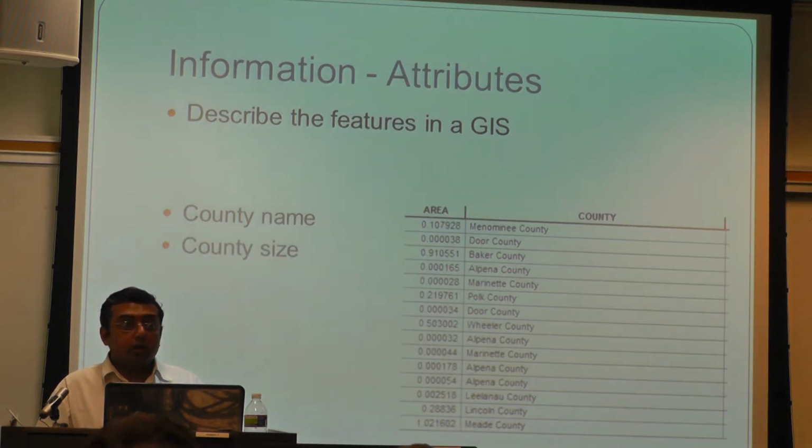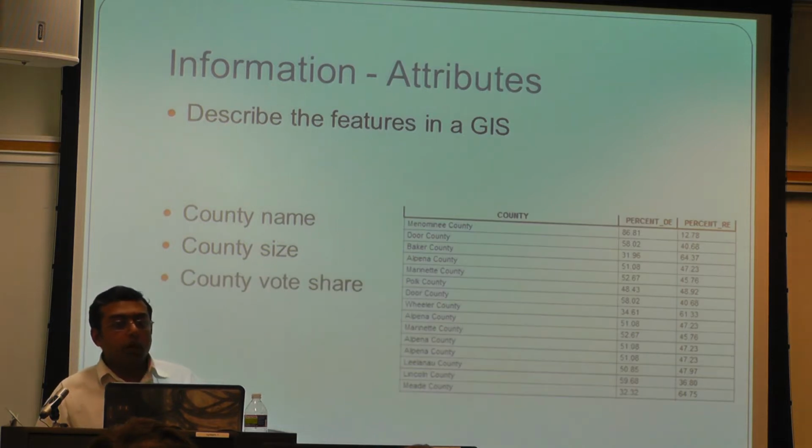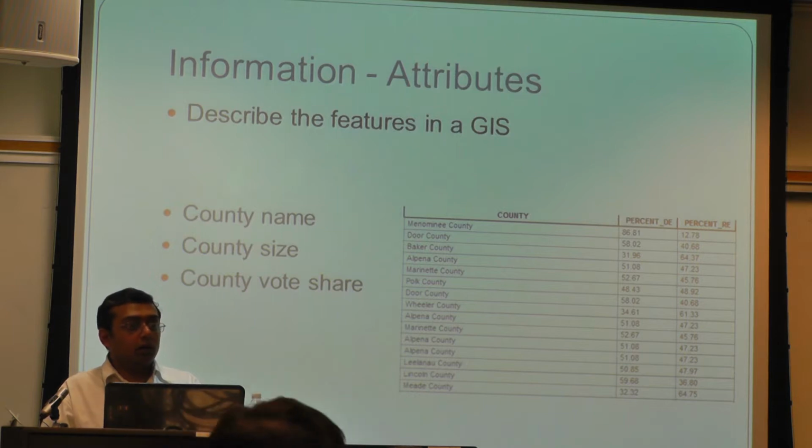Another possible example is county size. And yet another would be, say, the vote share of the Democratic Party in a particular county. So these are all attributes of a particular feature. Any questions so far? Remember, we have spoken about two things so far. One is features, one is attributes. And we are going to keep coming back to these over and over again in the next hour or so.